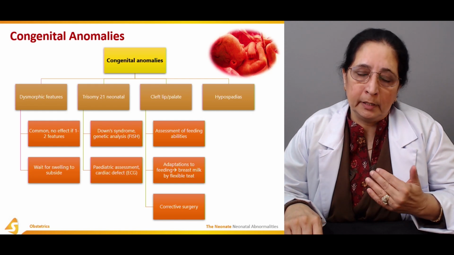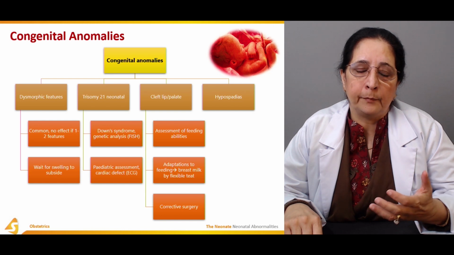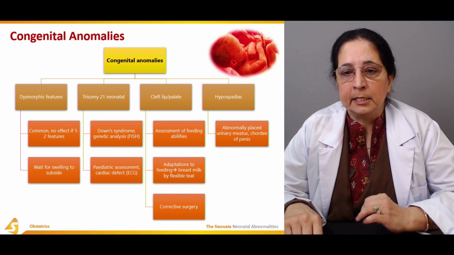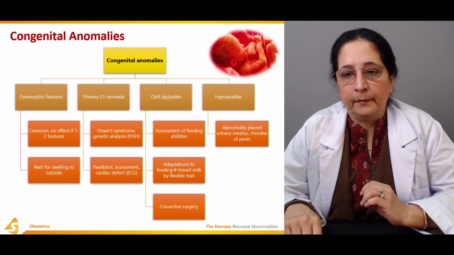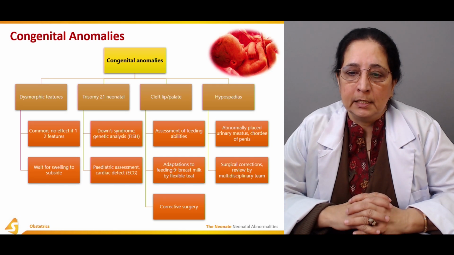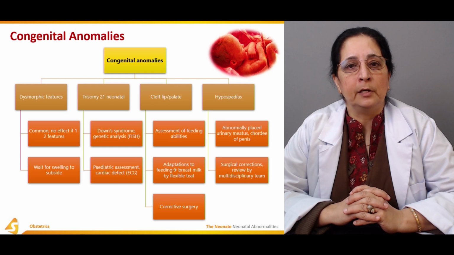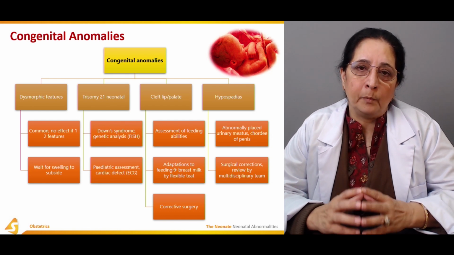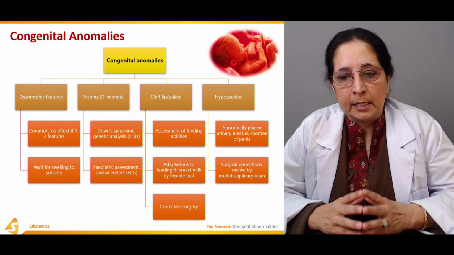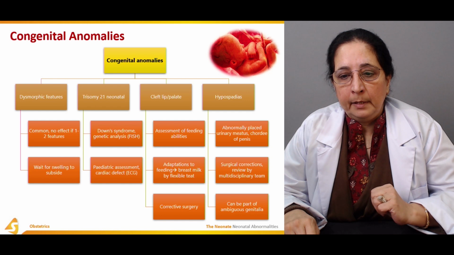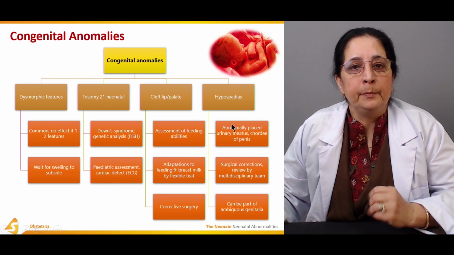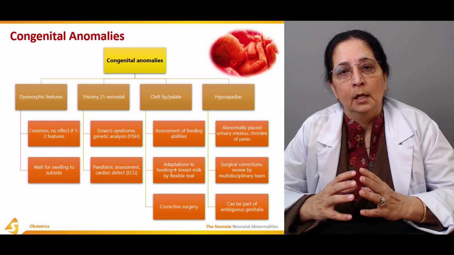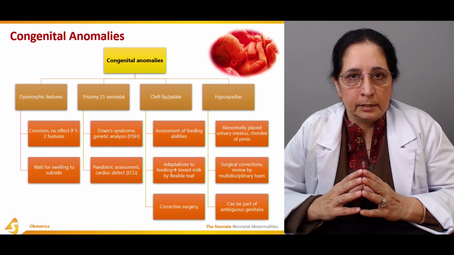Hypospadias is when the opening is on the lower side of the penis. It's a problem present in male newborns. So hypospadias is an abnormally placed urinary meatus, with chordee of the penis. Then surgical correction is performed after the assessment of the baby by a multidisciplinary team. So all these are different congenital abnormalities that can occur in the neonate. It can be a part of ambiguous genitalia, especially hypospadias, when the genitalia are ambiguous, and the baby is born with both male and female genitals.